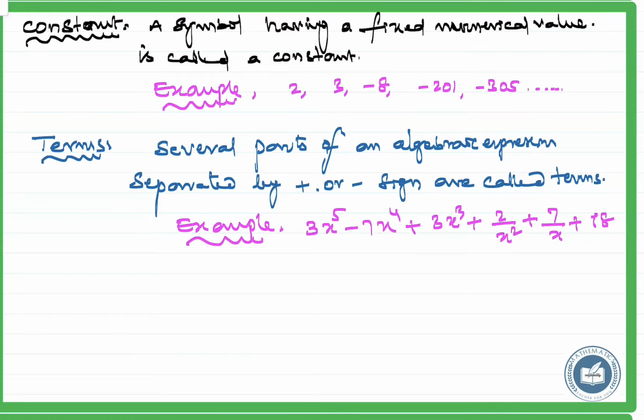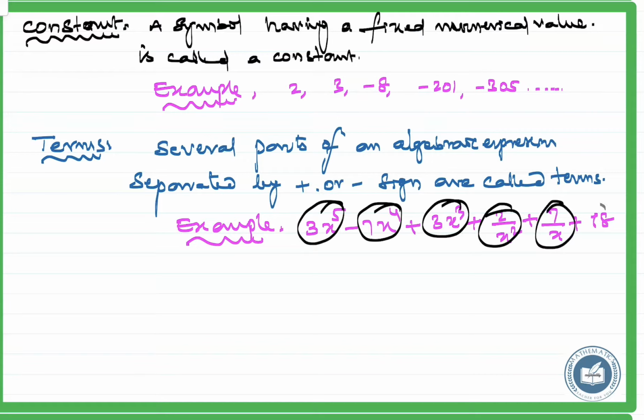So this is one term, this is another term, all are terms. Among them some are variable terms and one is the constant term. This one, 18, is called the constant term. The rest are variable terms.